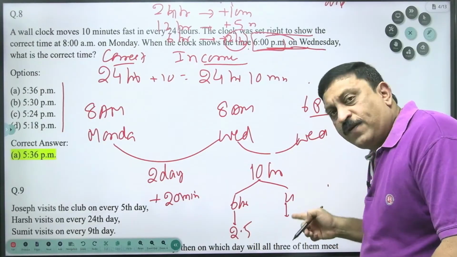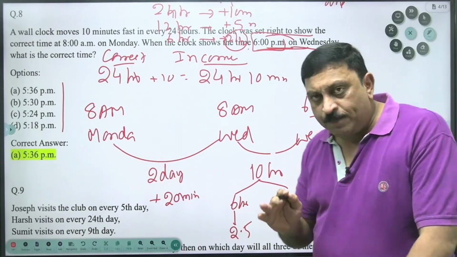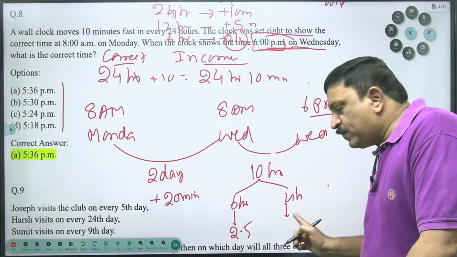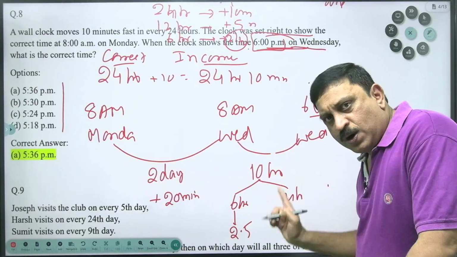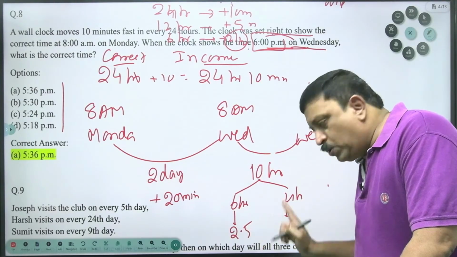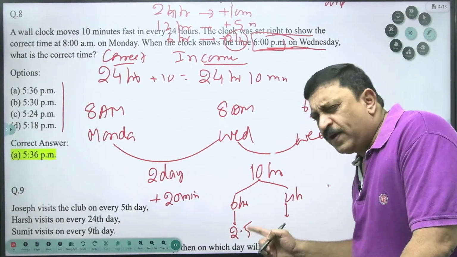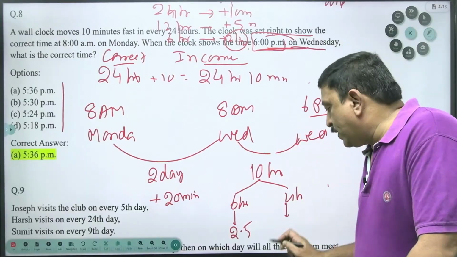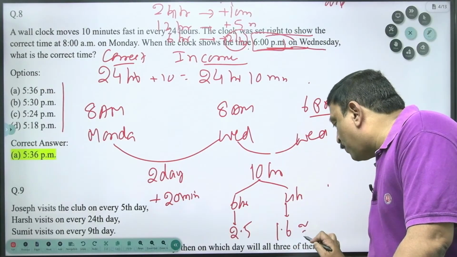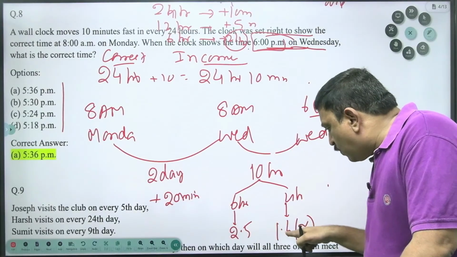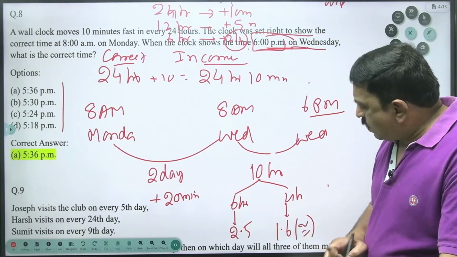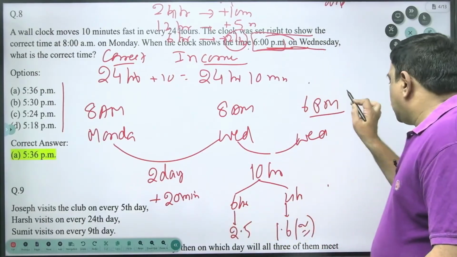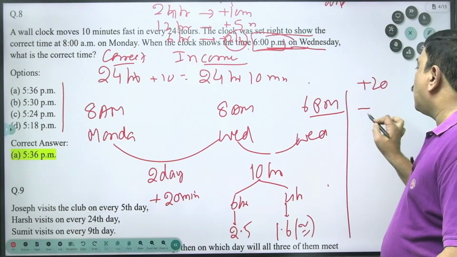And for 4 hours, we won't get a perfect figure, so it is 2/3 of this. 4 is 2/3 of 6. So 2/3 of 2.5 is how much? It is 1.6, approximate. So 2.5 plus 1.6 is around 4.1. So here 20 minutes, and there 4.1.